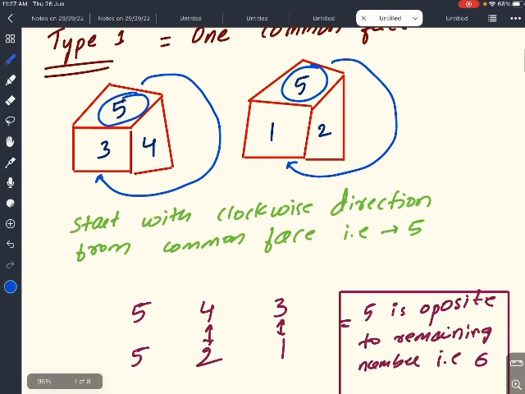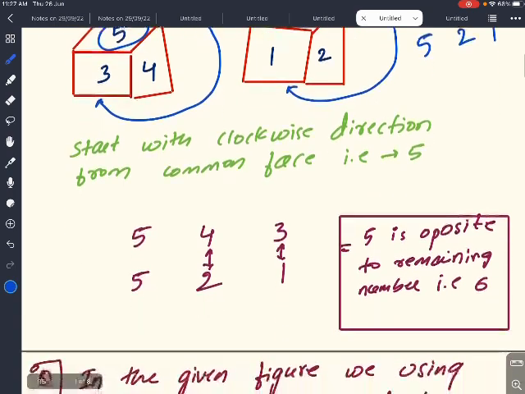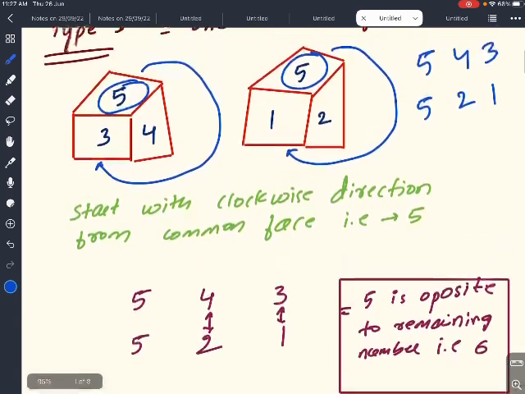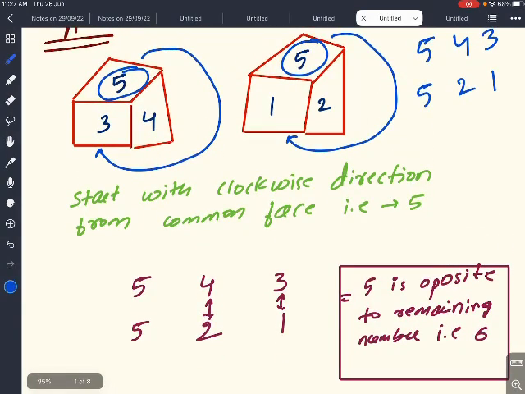You write here, in clockwise direction, 5, next 4, next 3. Below that, for the second dice, you write 5, 2 and 1. Here 3 is opposite to 1, 4 is opposite to 2, and 5 cannot be opposite to itself, hence the remaining number is 6. Hence 5 is opposite to the remaining number 6.